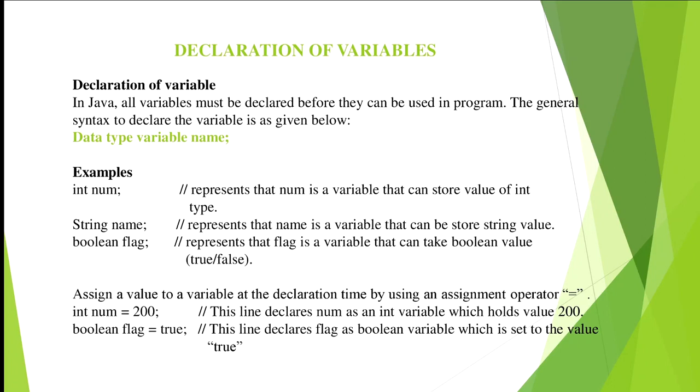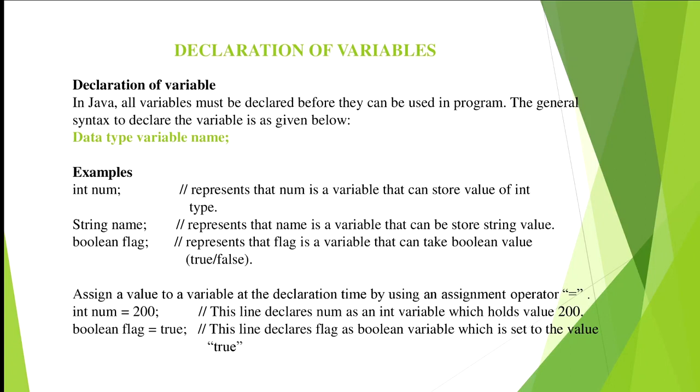The first example is int num. This num is a variable and that stores the value of integer type. Second example, String name. Name is a variable that can store a string value. Third, boolean flag. The flag is a variable and that can take the boolean value either true or false.